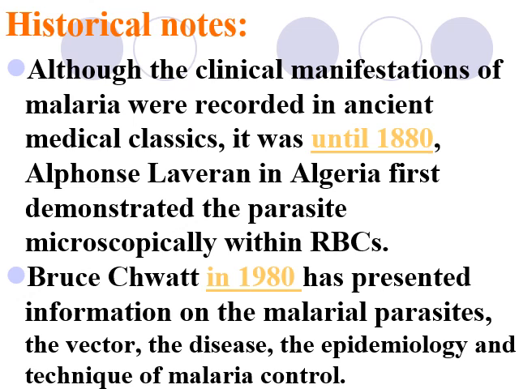This disease was discovered by a physician soldier in the French army, Alphonse Laveran, who served in Algeria. He first discovered it in RBCs, and he said that it belonged to the Protista in 1880. Till Chewett in 1980 presented information on the malaria parasites, their vector, the disease epidemiology and control measures. We notice that it took 100 years to discover all the information related to malaria, even though it has been known from ancient time.